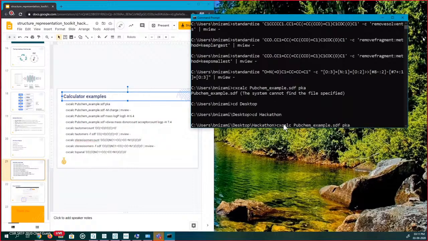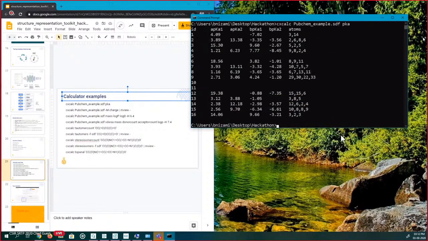So cxcalc is the basic command for invoking all the calculator and predictor toolkit, and with different flag options you can choose different things to do. What I'm doing here is giving this input file, the pumpkin example SDF file, and I'm passing this flag, which is pKa, and I'm asking the command line tool to calculate the pKa value for my given input structures which are within this file.